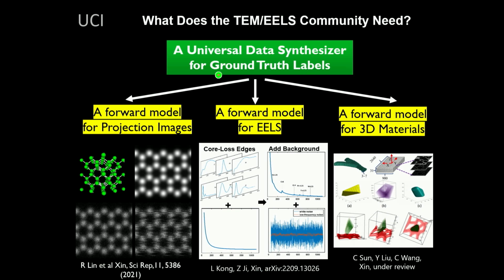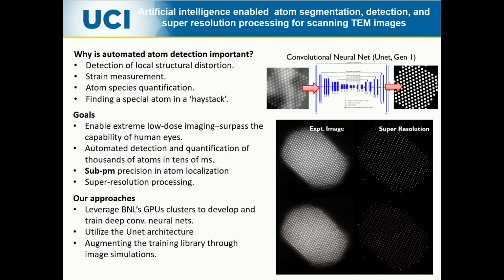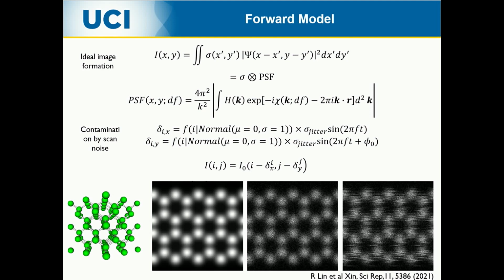So here are the things that I'm going to talk about. The first one is a forward model for projection images, so you can label all the positions of the atoms. A forward model for EELS, for the complete spectra, so you can identify all the edges, and also for near edges, so you can partition the oxidation states. And a forward model for three-dimensional materials. When you really want to get into it, a complete library that has all the different kinds of objects that we want to classify. I'm going to briefly talk about all of that. So I'm going to skip this slide.